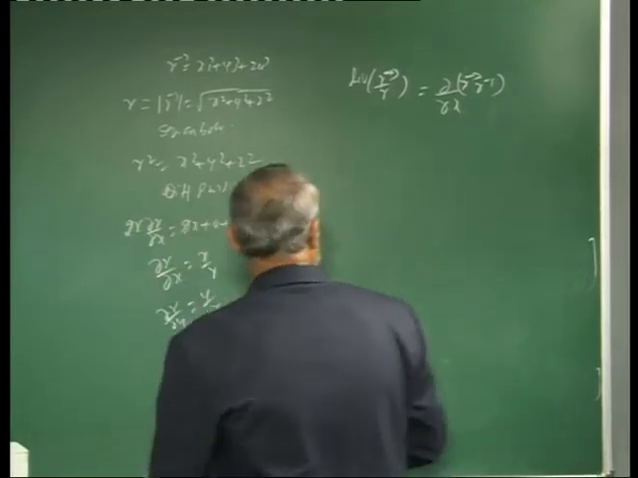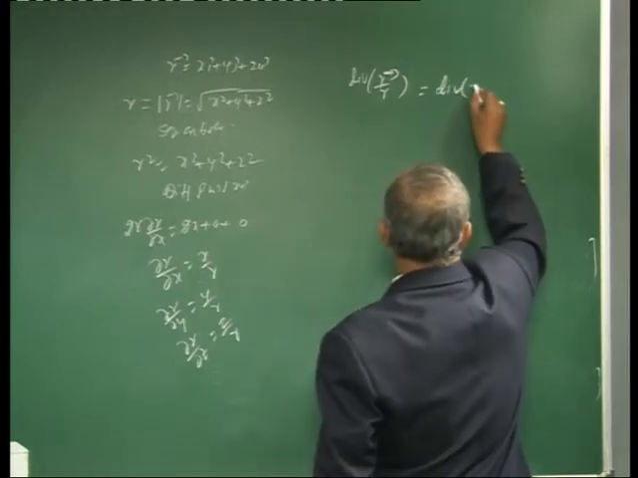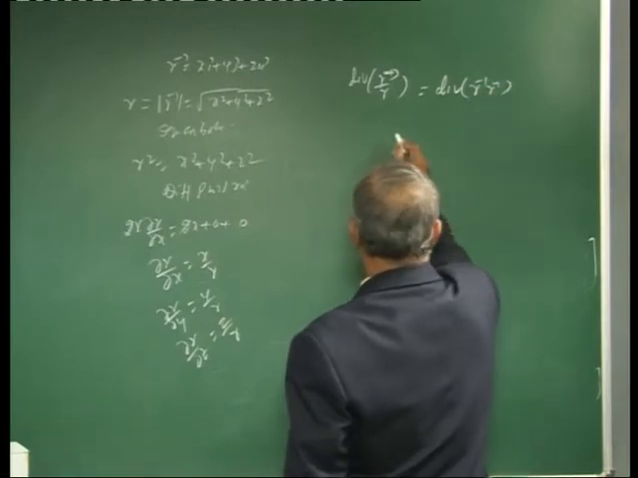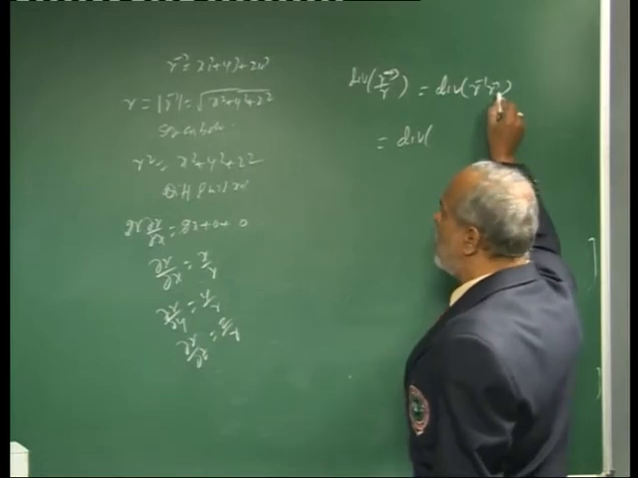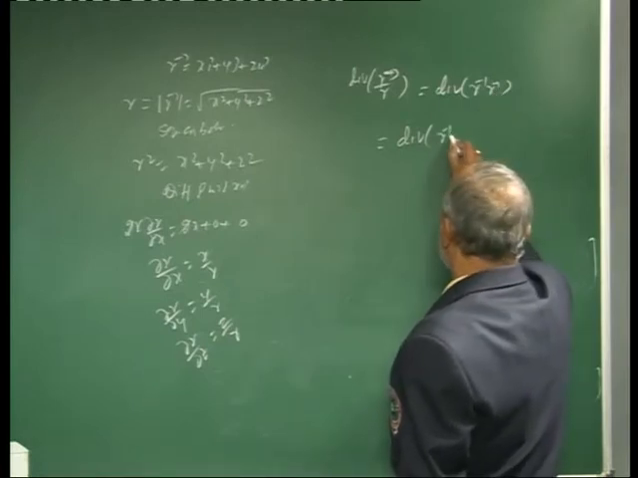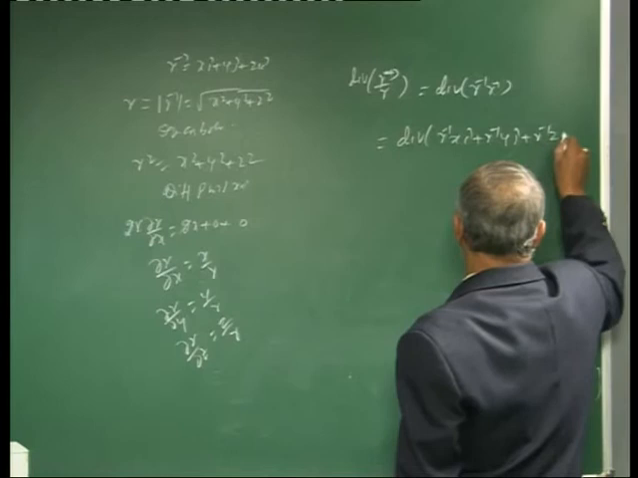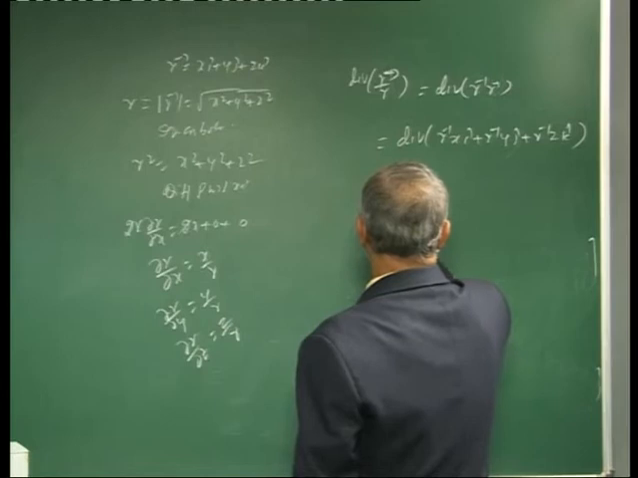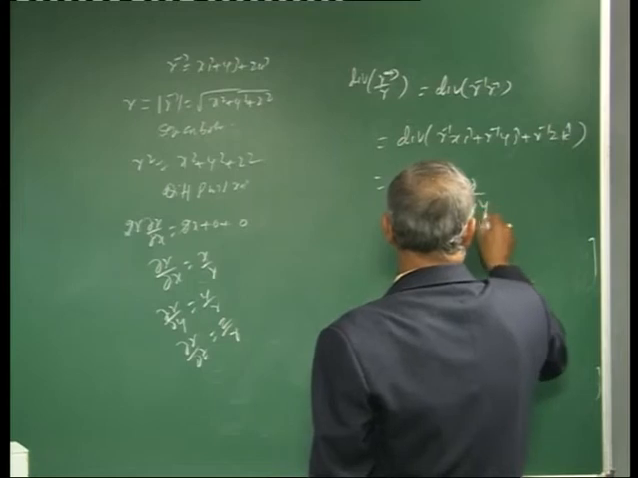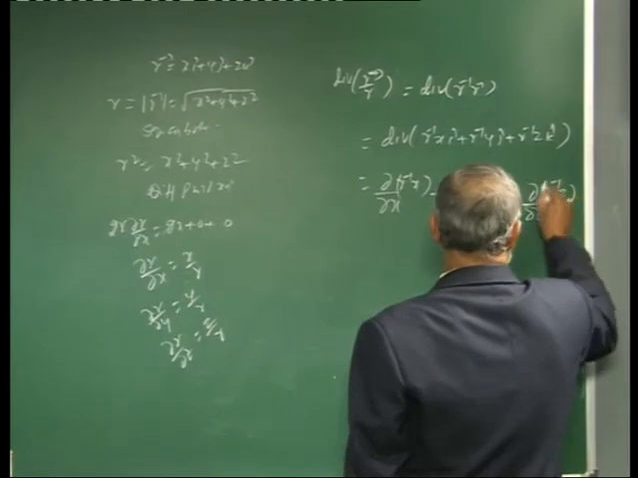Or you can write it as the divergent of r to the power of minus 1 into r vector. R vector means x i vector plus y j vector plus z k vector, so we have r to the power of minus 1 x i vector, r to the power of minus 1 y j vector, r to the power of minus 1 z k vector. Now, divergent means you have to find dou by dou x of r to the power of minus 1 x, plus dou by dou y of r to the power of minus 1 y, plus dou by dou z of r to the power of minus 1 into z.